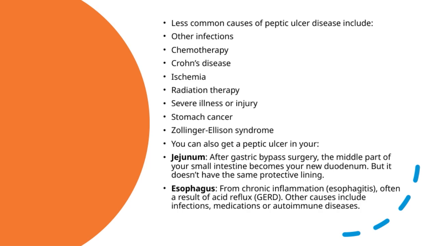Other factors like infections, certain medications, or autoimmune diseases can also contribute to esophageal ulcers. Understanding these less common causes and sites helps us get a complete picture of peptic ulcer disease, emphasizing that while H. pylori and NSAIDs are common culprits, there are multiple other factors to consider in diagnosis and management.